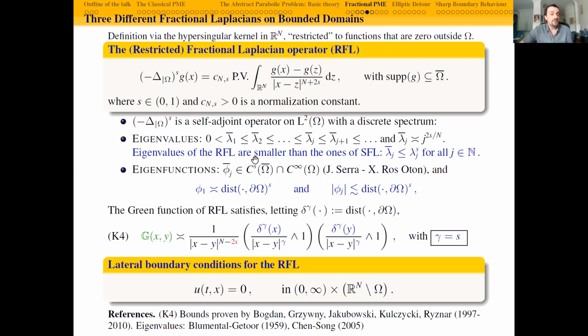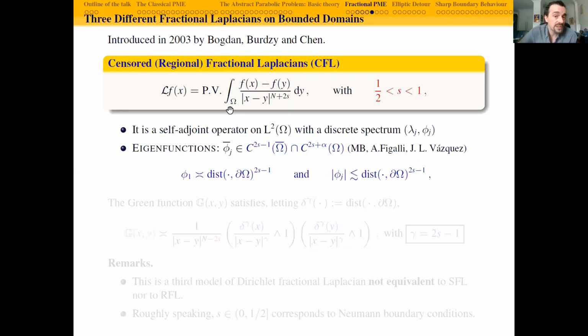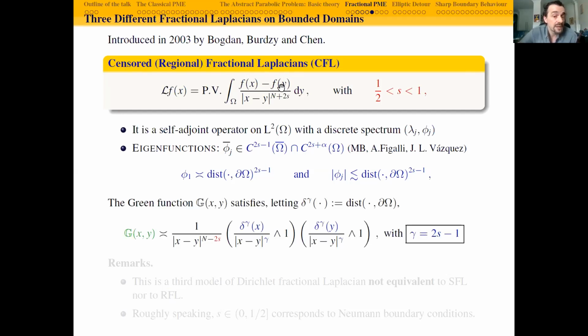And then we were happy already with these two, and we discovered that there is a third one, which is just when you integrate on omega. The same kernel and you integrate on omega. Here you don't have to specify any restriction. And this is what is called the censored fractional Laplacian. And it satisfies the same structure hypothesis on the Green function as the other one. But here you see the power is different. It's 2s minus 1.